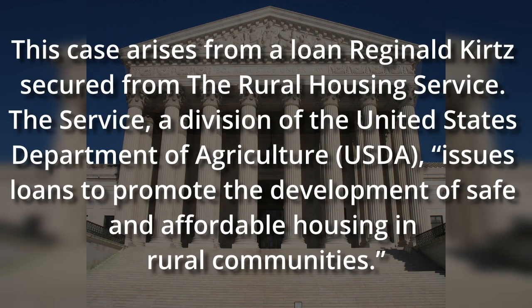USDA versus Kurtz and the question of sovereign immunity. Although not at the heart of our story, this begins with a simple violation of the Constitution. This case arises from a loan Reginald Kurtz secured from the Rural Housing Service. The service, a division of the United States Department of Agriculture, issues loans to promote the development of safe and affordable housing in rural communities.